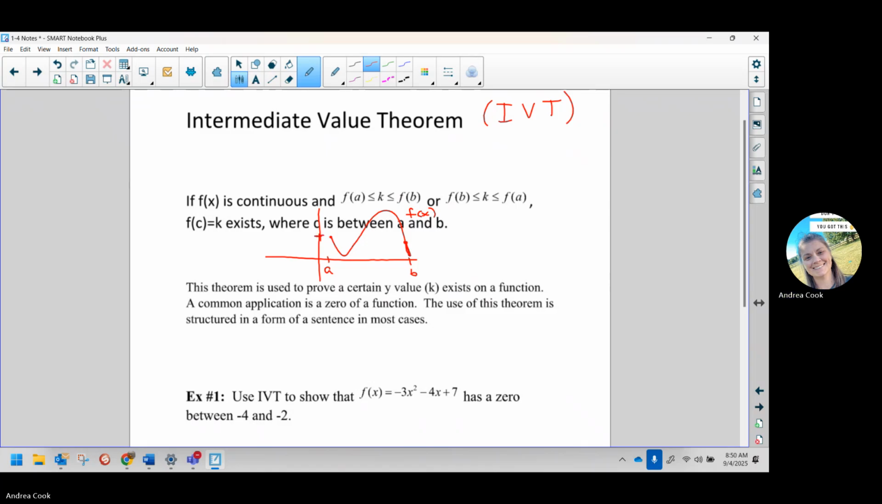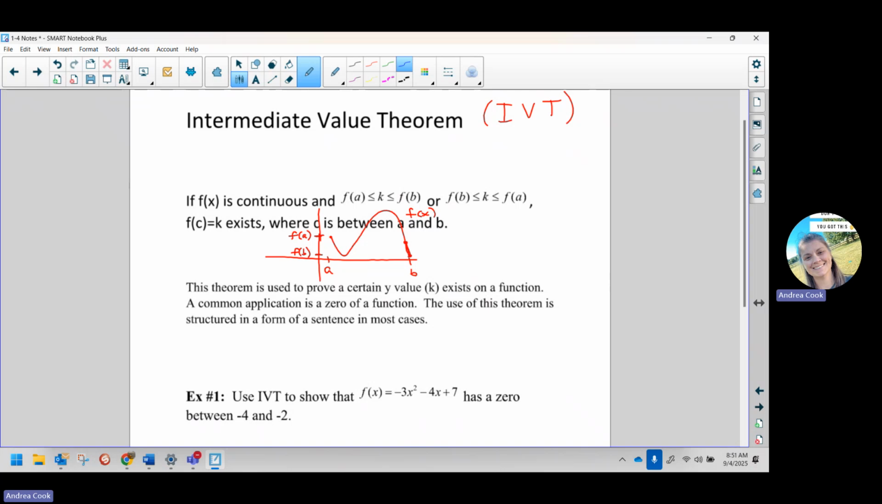So this would be F of A. Right? And then if I plug in B over here would be F of B. Right? F of A is the Y value when you plug in A, and F of B is the Y value when you plug in B.